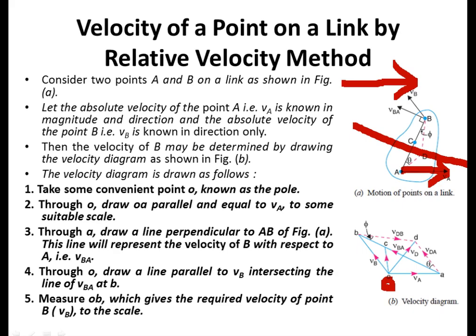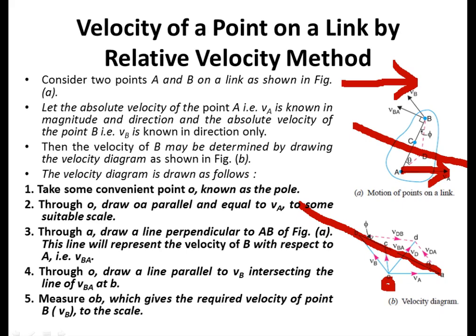Now you can see VB is shown here. This direction I will move from A to B. So I will take one straight line, drawn from A, which is perpendicular to the length of this AB given here. So from A I will take a perpendicular line. Then this line will represent the velocity of B with respect to A, that is VBA. So this is nothing but VBA. I don't know the exact value of this magnitude, but I can just draw a straight line and keep it as it is.